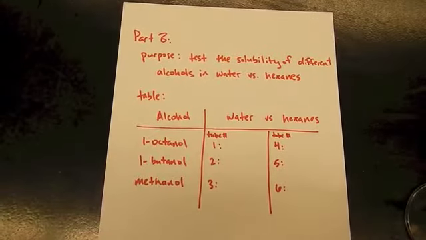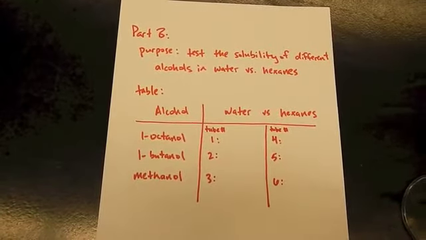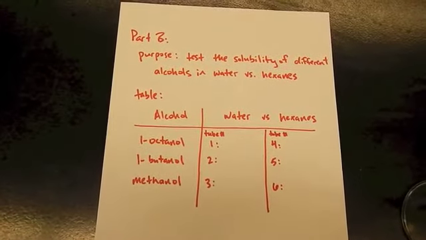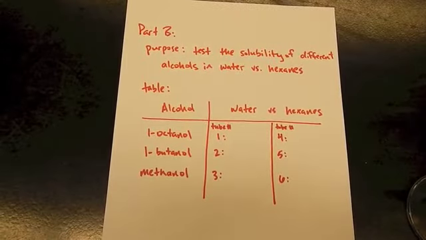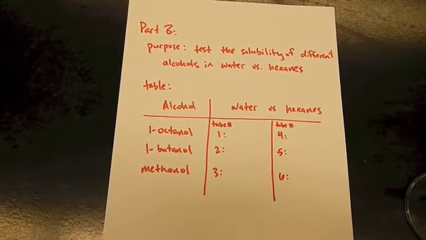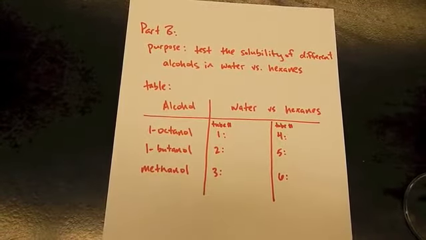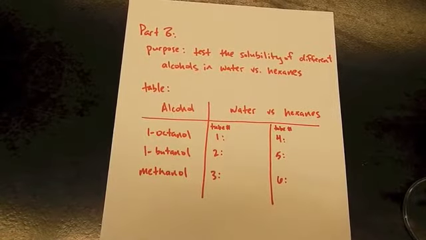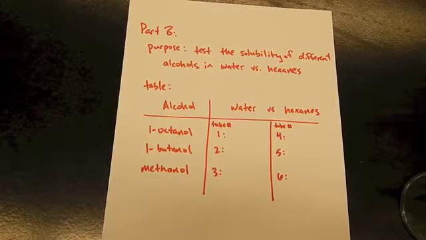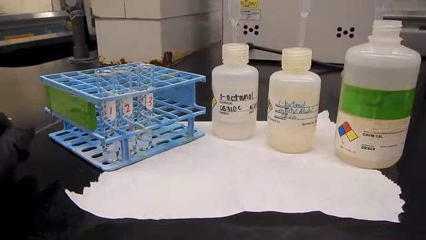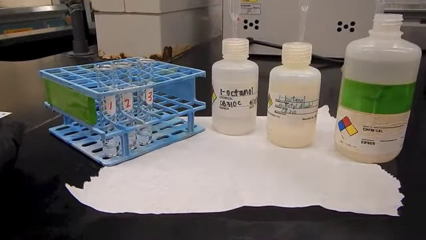In part B, we're going to be testing the solubility of different alcohols in 2 different solvents, water and hexanes. So I've made a table here where I've got my 3 different alcohols we'll be testing with my tube numbers for my water versus hexanes tests, and I'll just keep track of those and what I observe when I do the experiment. Alright, so here we have the 3 different alcohols we'll be testing, 1-octanol, 1-butanol, and methanol.